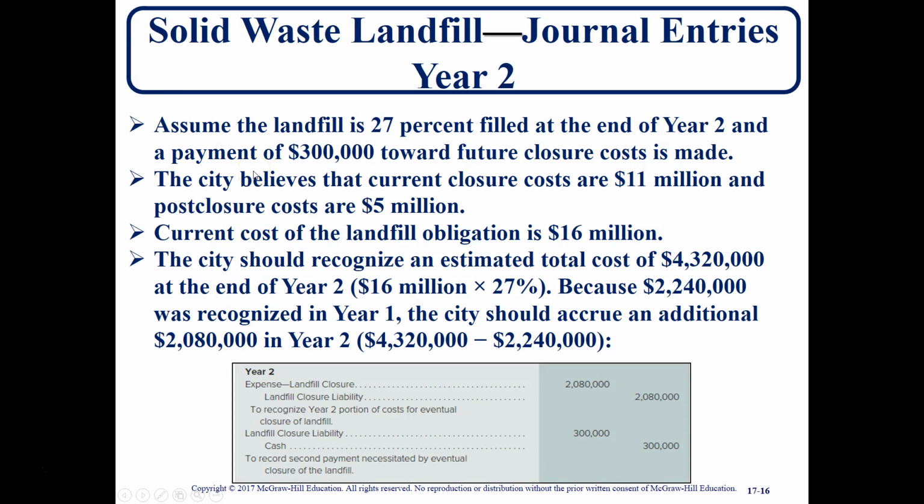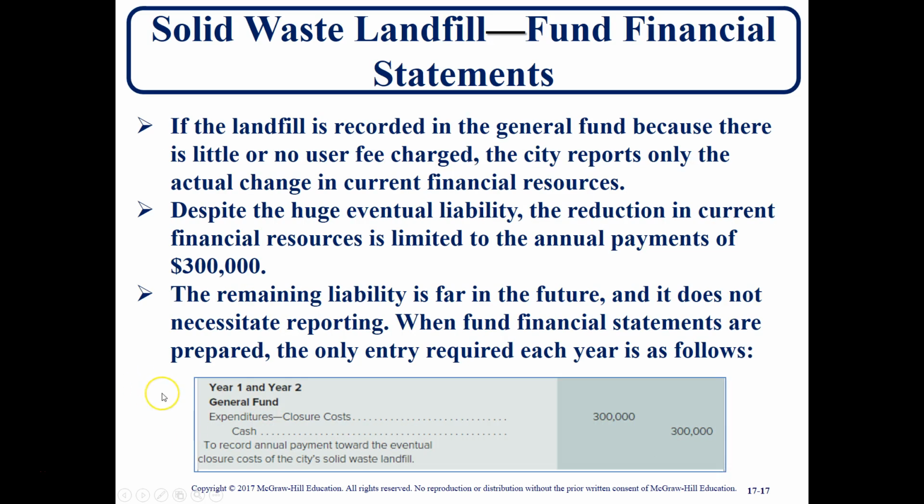Assume the landfill is 27% filled at the end of year 2. Another payment of $300,000 towards those costs is made. The city believes their current closure costs are now $11 million and post-closure $5 million, bringing the cost to $16 million. The city should now recognize an estimated cost of $16 million times 27%. Because $2,240,000 was recognized in year 1, the city should accrue only an additional $2,080,000. So again, we're bringing the total liability up to $4,320,000. And notice down here that the landfill closure payment is offset against the liability.